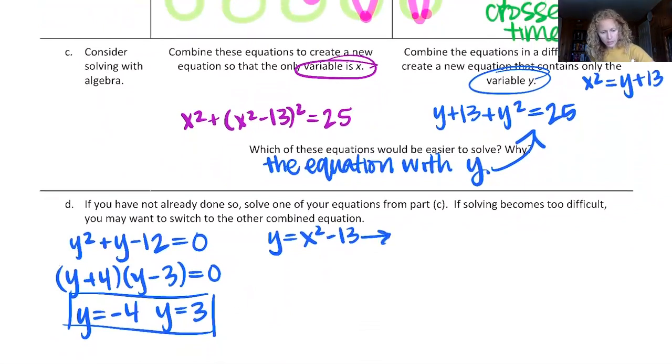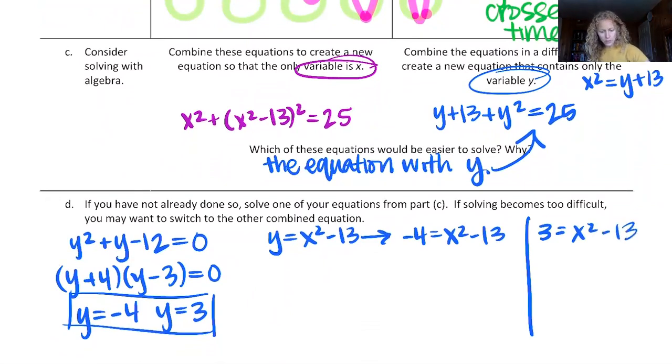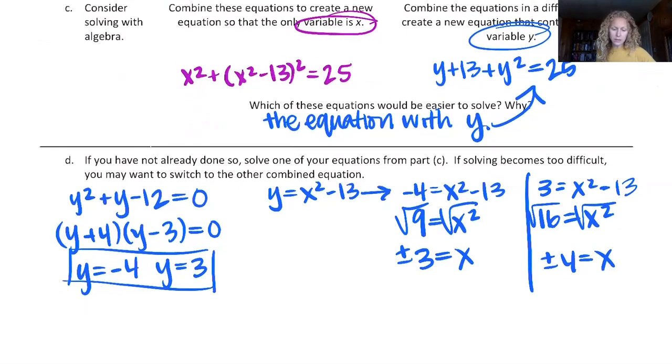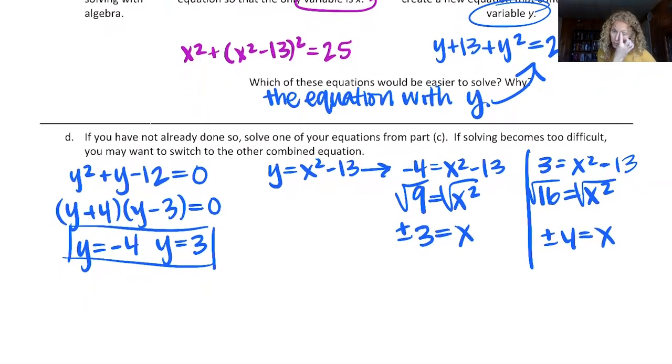So this is going to be negative 4 equals x squared minus 13, or 3 equals x squared minus 13. If we start solving, this is going to be positive 13. 13 minus 4 is 9. 9 is x squared. If we square root, we get plus or minus 3 as our x. And on the other side, if we add 13, that's 16. 16 is x squared. If we square root both of those, we have plus or minus 4 is x. What that does is give us 4 actual solutions to our problem.